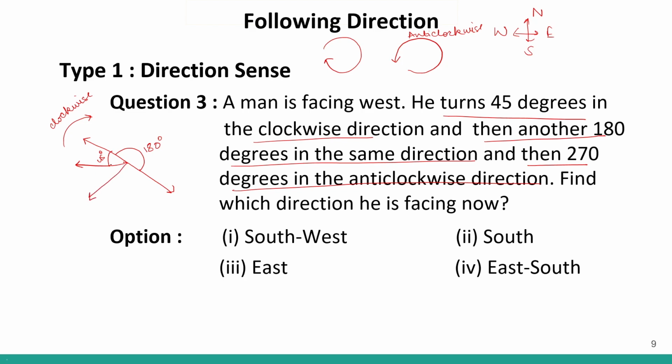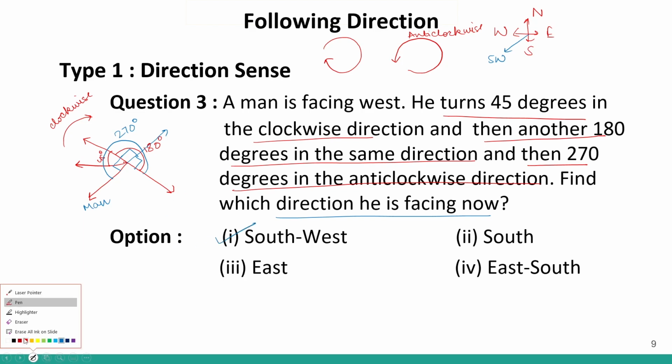Then this entire angle, this angle, this will be a 270 degree angle. How? So let's say if it was like this, this is 90 plus 90 plus 90. So this entire angle is a 270 degree angle. So the man will be facing this position now, this direction. So find which direction is he facing now. So if you look at this direction, it is called what? Southwest. So the man will be facing southwest. So answer option number 1, southwest, will be the correct answer.